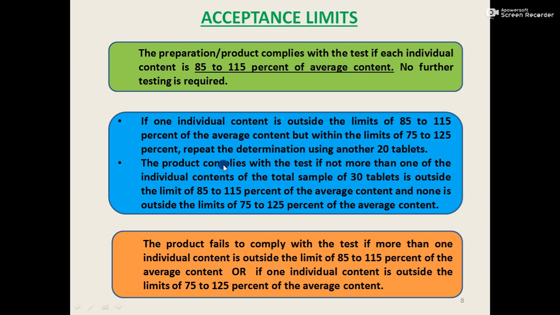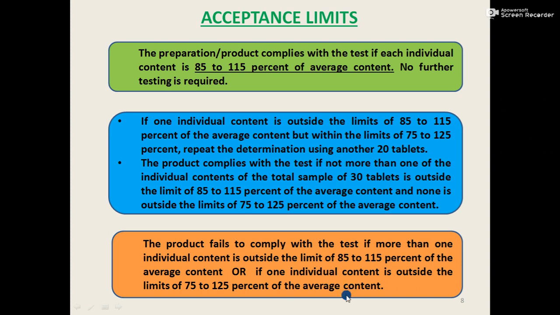Now, the product complies with the test if not more than one of the individual content of the total sample of 30 tablets is outside the limit of 85 to 115% of the average content, and none is outside the limits of 75 to 125% of the average content. The product fails to comply with the test if more than one individual content is outside the limit of 85 to 115% of the average content, or if one individual content is outside the limits of 75 to 125% of the average content.